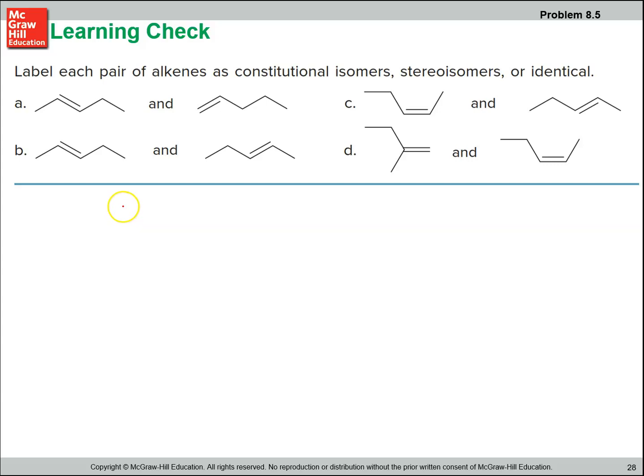Okay, so here's another learning check, and here you're going to label each pair of alkenes as constitutional isomers, stereoisomers, or identical compounds. So here is A, B, C, and D. Take your best guess as to what those are. If you're not sure, take some time to look those up and identify the proper terminology and definition. And then, again, bring these answers to our next class period.